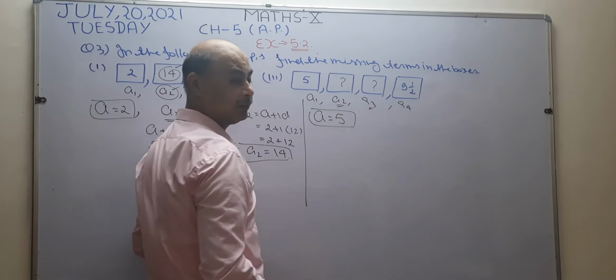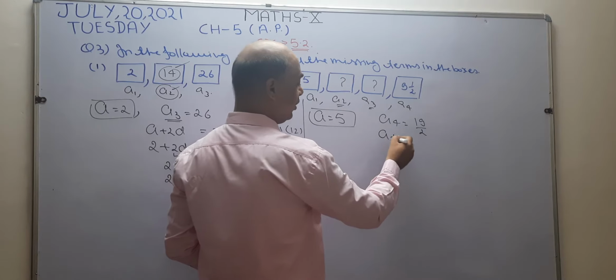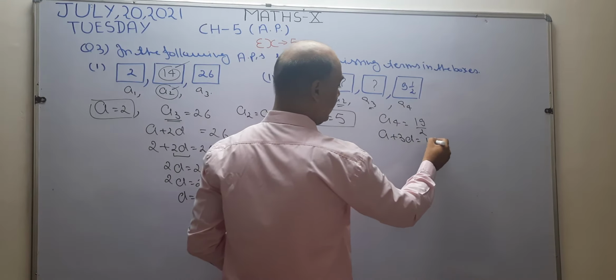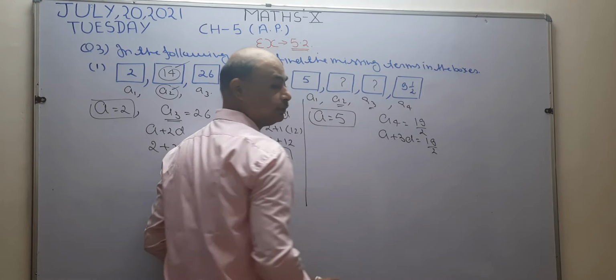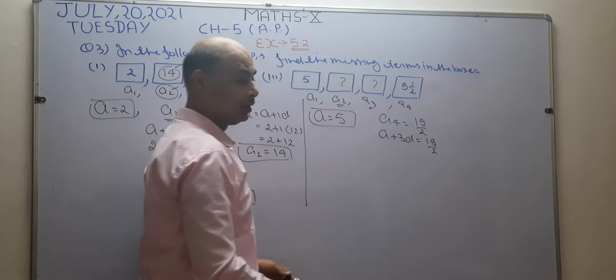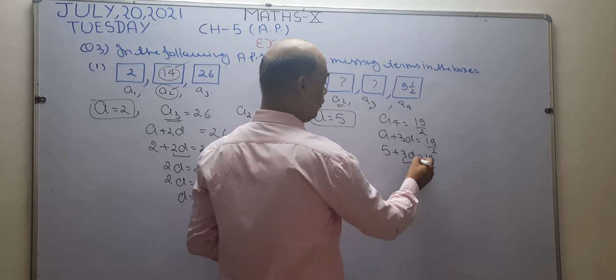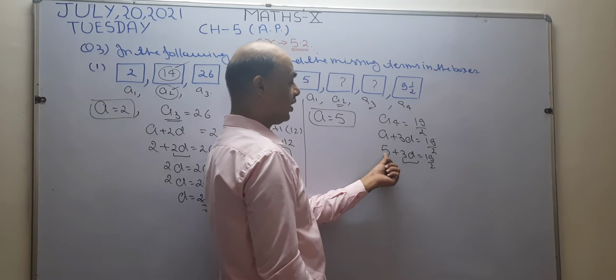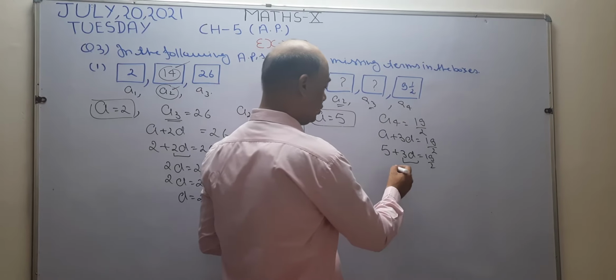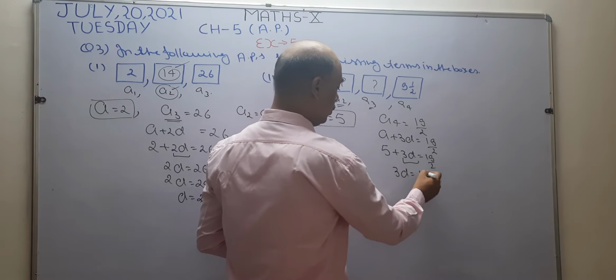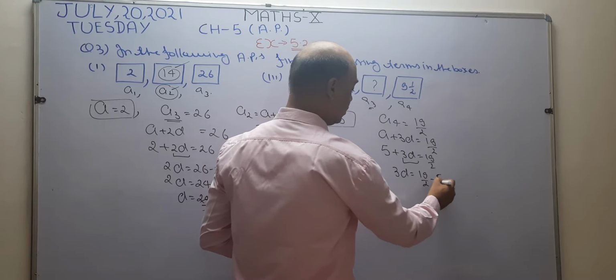How do we find the value of the fourth term? To find the fourth term, the formula is A plus 3D. Alright, here is the formula of the fourth term. Now A is given. Substitute the value of A here. 5 plus 3D equal to 19 by 2. In this I want to find the value of D. For this I take this 5 from left to right. So this becomes 3D equal to 19 by 2 minus 5 upon 1.